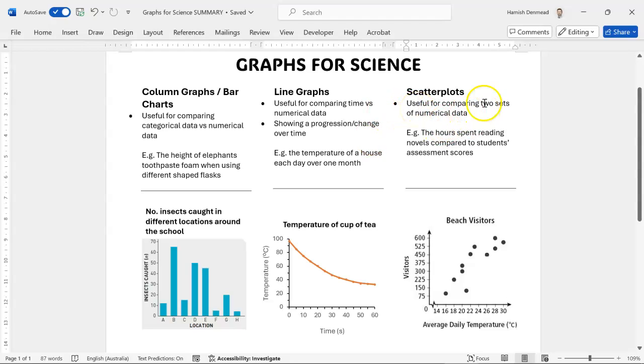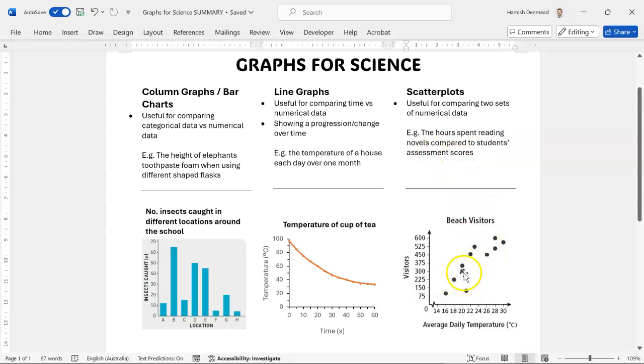These are used to compare 2 sets of numerical data to see if there's a relationship between those 2 sets of data. So it might be something like you investigate the number of hours that students spend reading novels at nighttime or in their spare time, and then you compare that to that same student's assessment scores for their schoolwork. So number of hours is numerical data, and then their assessment scores is also numerical data.